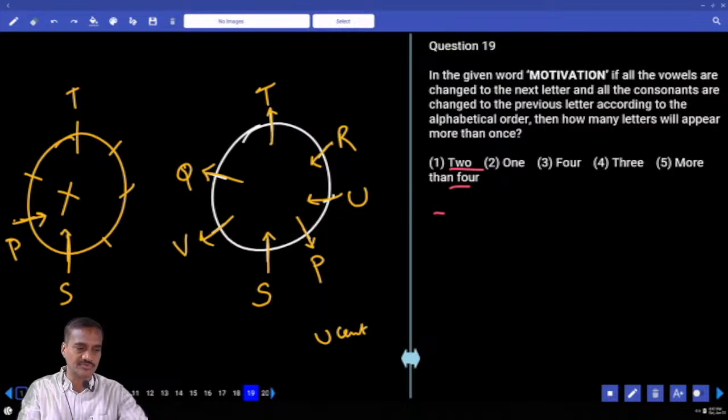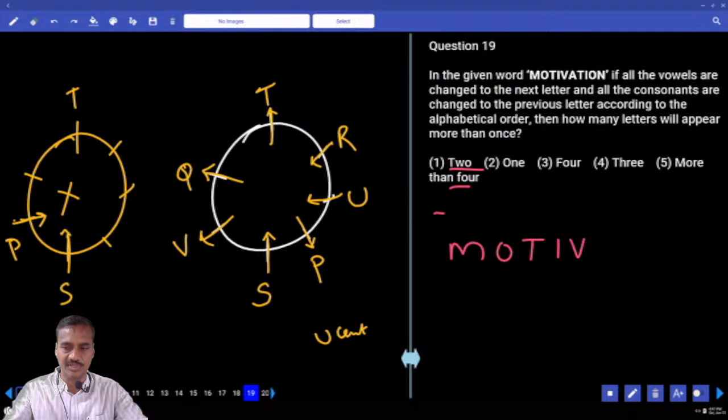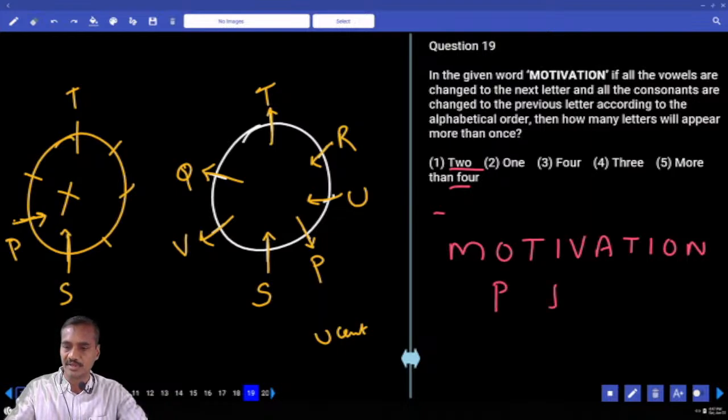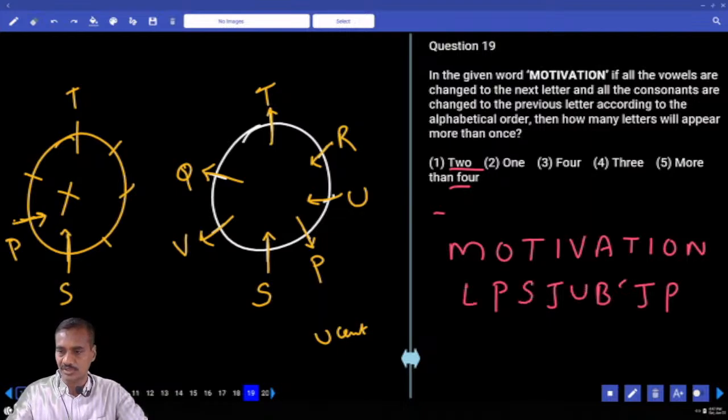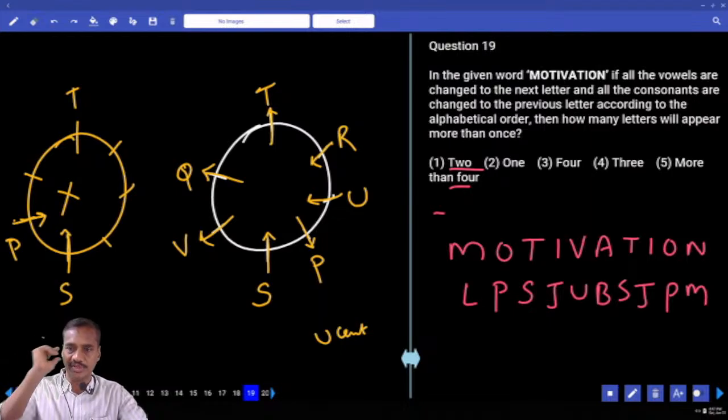Then, motivation. What is the word we have? Motivation: M-O-T-I-V-A-T-I-O-N. Now in this word motivation, all the vowels are changed to the next letter. Now O has become P, I becomes J, A becomes B, I becomes J, and O becomes P. All the vowels are next and consonants previous: L, M, S, U, S, M. Then arrange according to alphabet, and after changing it, how many letters will appear more than once?